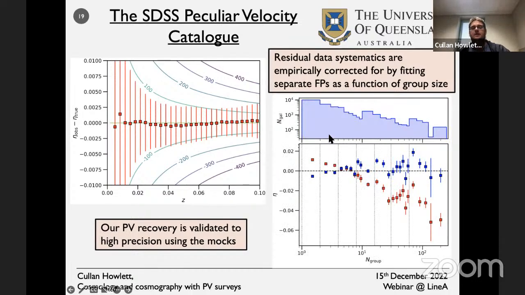There are also residual data systematics, which we can correct for empirically. For instance, we found a trend between this peculiar velocity quantity and the richness of a group, which we are still not fully convinced where it comes from. We're not sure if it's physical, just because galaxies in different group sizes might have slightly different properties, or if it's because of some unknown systematics in the data, for instance, that surface brightnesses are harder to measure for galaxies at high redshift or in richer groups. We're not sure which it is, but we are able to empirically correct this by splitting the data up into different group richness bins and fitting separate fundamental planes in there.